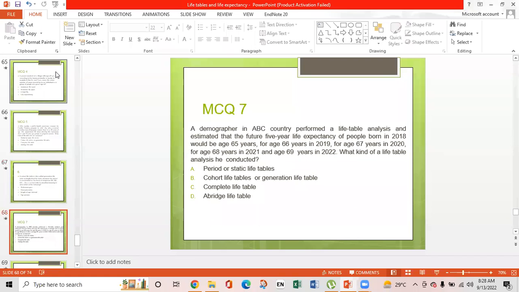Seventh MCQ: A demographer in ABC country performed a life table analysis and estimated that the future 5-year life expectancy of people born in 2018 would be age 65 years, for age 66 years in 2019, for 67 in 2020, for 68 in 2021, and 69 in 2022. What kind of life table analysis is he constructing? Option A, periodic life table. Option B, cohort life table. Option C, complete life table. And option D, abridged life table.